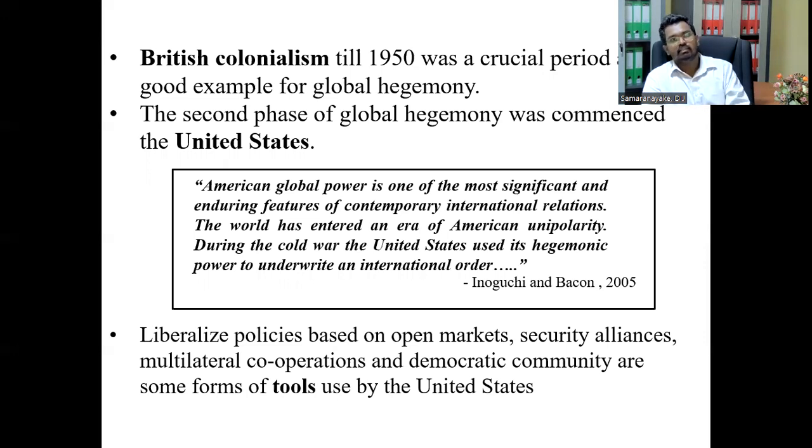Now, you can see a quotation here from Ikenberry and Bacon in 2005 from his write-ups. So if you could go through it, what does it say? It says American global power is one of the most significant and enduring features of contemporary international relations. The world has entered an era of American unipolarity. During the Cold War, the United States used its hegemonic power to underwrite an international order.